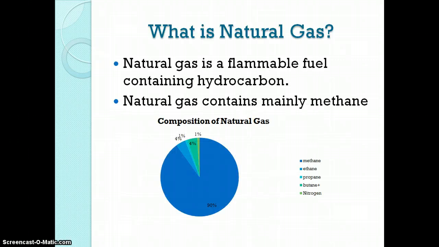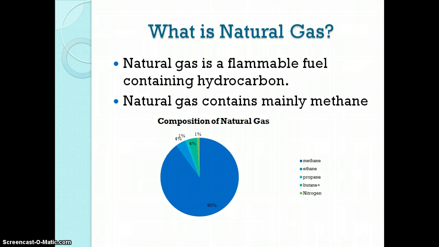So the next question is, what is natural gas? I'm glad you asked that question. Natural gas is a flammable fuel that contains hydrocarbon, and the type of hydrocarbon it contains mainly is methane. Then the next question you want to ask me is, what is hydrocarbon and what is methane? I'm glad you asked again. Hydrocarbon is a compound containing hydrogen and carbon. So since methane is a hydrocarbon, you guess is as good as mine that methane contains carbon and hydrogen.